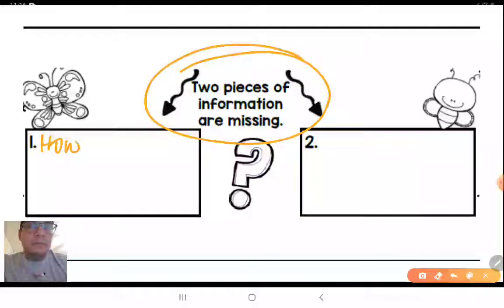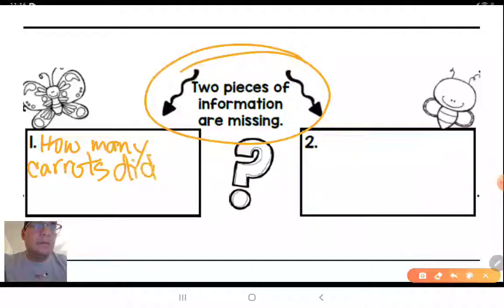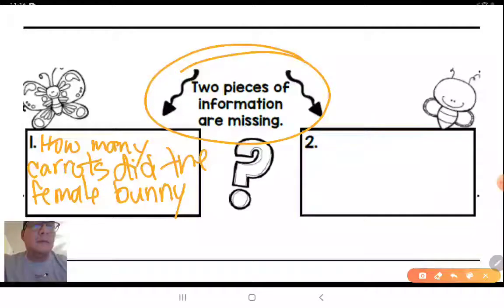How many carrots did the female bunny eat? I'm going to do my question mark. Eat, question mark. Right? Question 1.